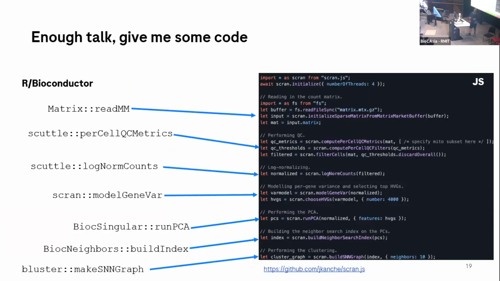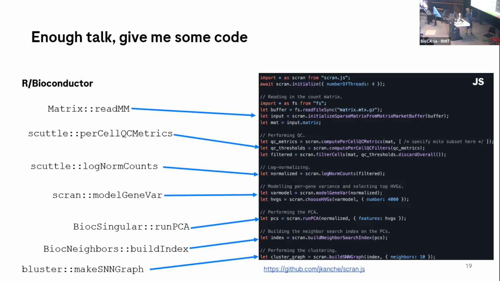All right, okay, but that's enough talk. What does the code look like? On the left here, we have the sequence of R function calls for a Bioconductor-based single cell analysis. If you read the function names, they pretty much just say whatever it does. It explains itself.